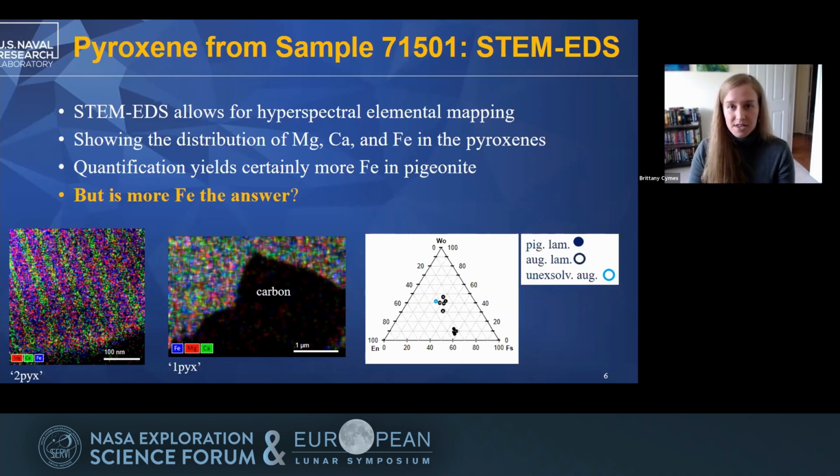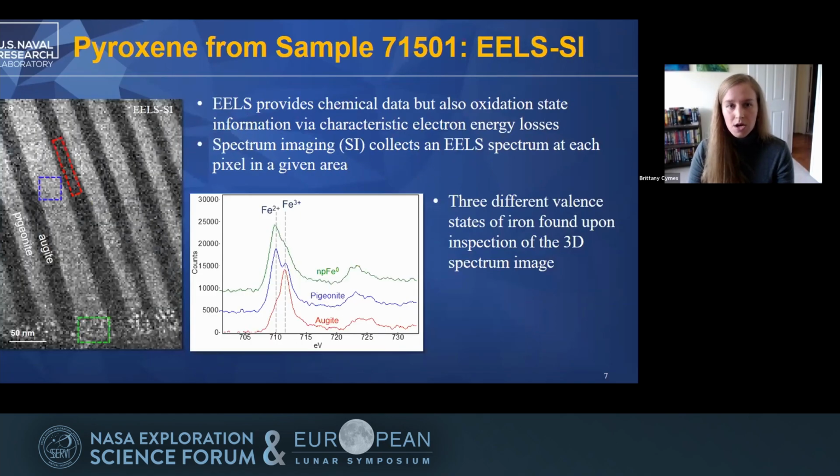We can also quantify these data, which yielded these nominal compositions plotted here in this ternary diagram. And you can see indeed the pigeonite lamellae have more iron than the augite. So was more iron the answer to our nanoparticle mystery? To make sure, we then turned to electron energy loss spectroscopy, or EELS, and we discovered it was probably not more iron, but different iron.